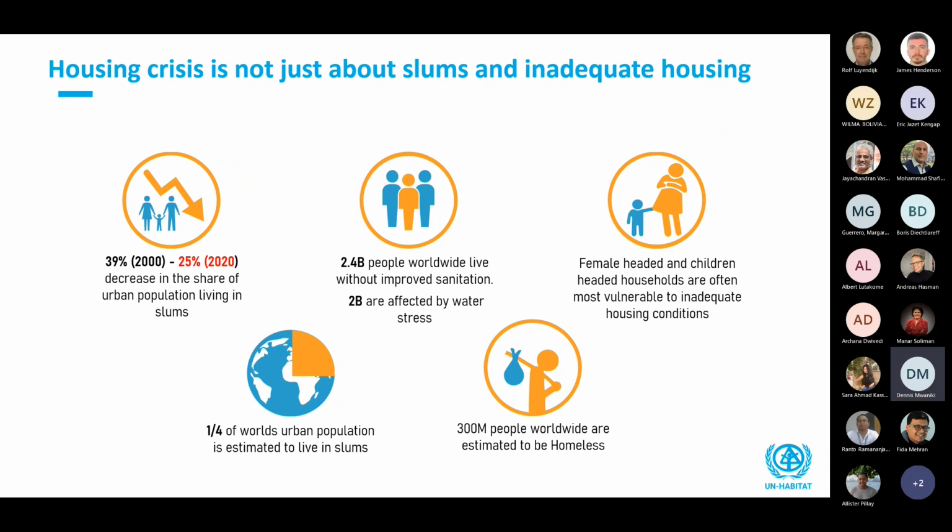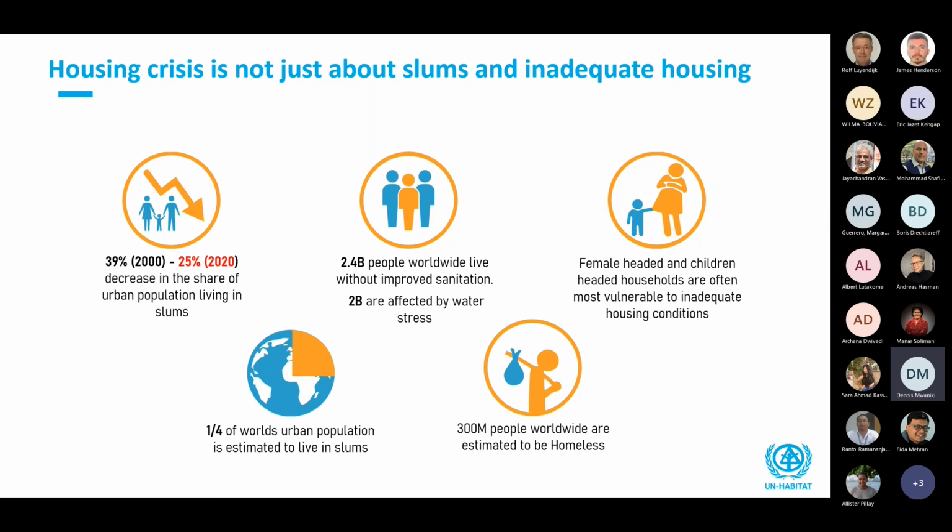We have about 2.4 billion people who live without improved sanitation, as well as more than 2 billion people who have water stress. And another thing we found out is that female and children-headed households are often most vulnerable and usually have higher levels of inadequacies in housing as compared to male-headed households. So here is also an issue related to homelessness, which is another important measurement in complement to the measurement for the slum indicator.